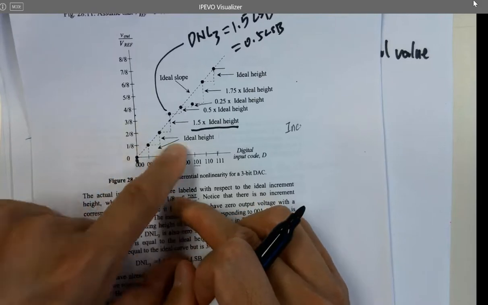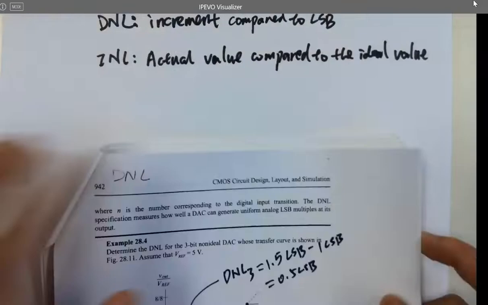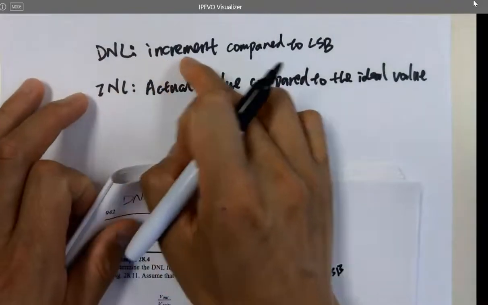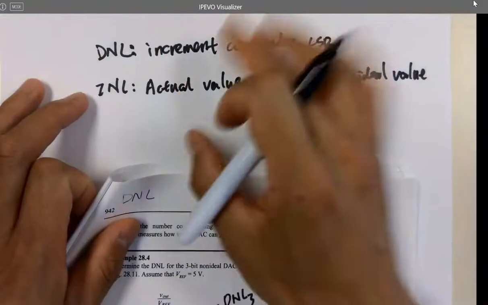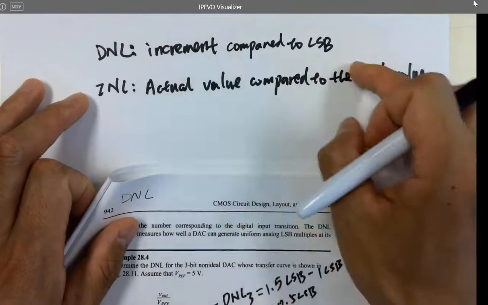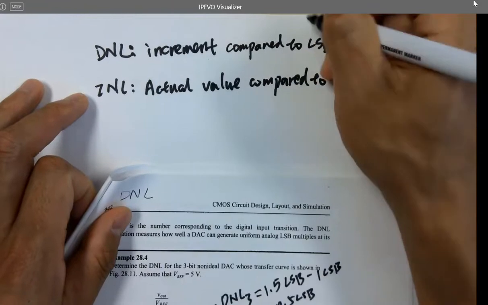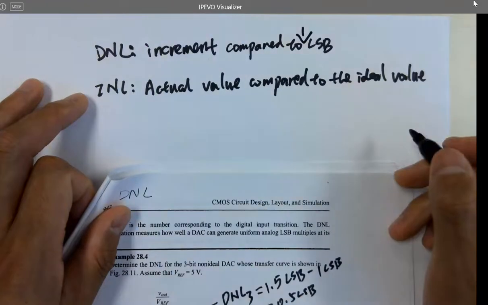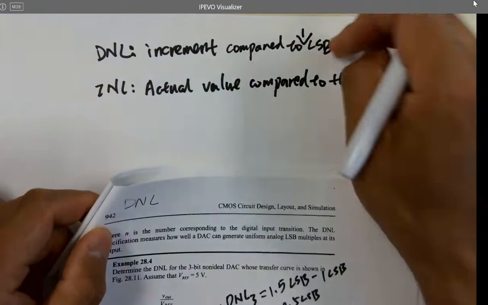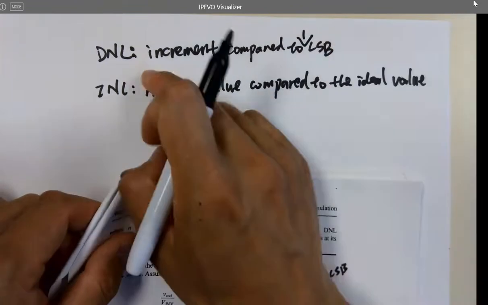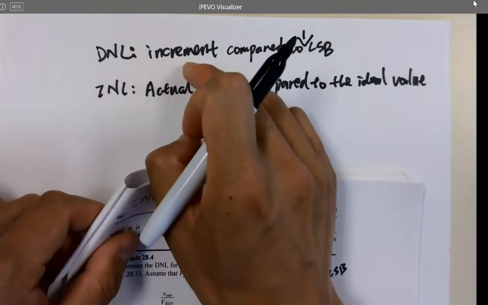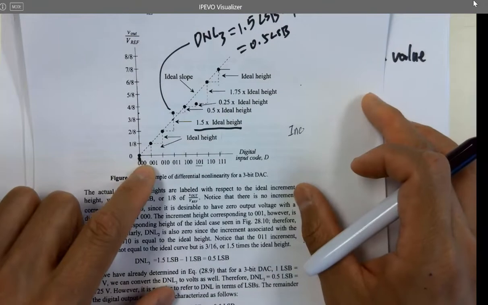Just keep moving. So like what we said here, DNL is an increment, or actually an incorrect increment, compared to 1 LSB. So you are comparing the increment to the 1 LSB. Keep in mind how to do the calculation. It's going to be on the homework assignment and the quiz. So it's comparing the increment for each step to 1 LSB. How? Let's take a look at it.